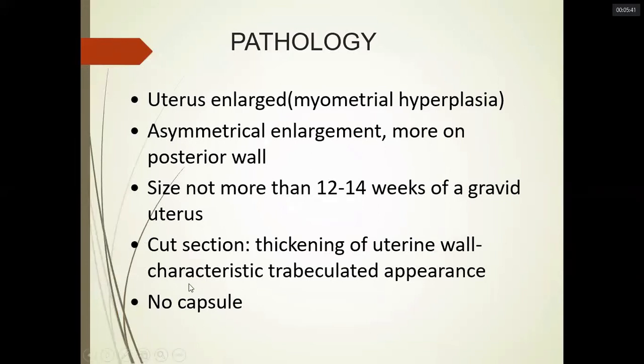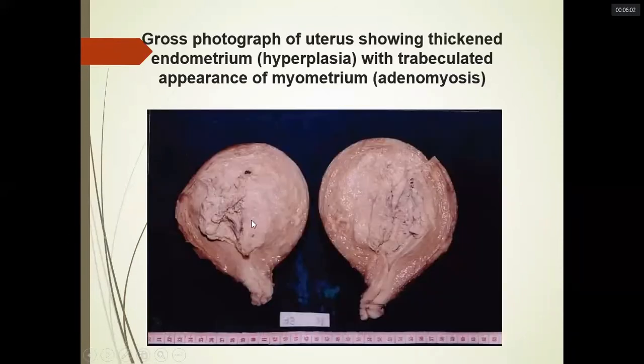So on cut section, there will be thickening of the myometrial wall seen, along with a trabeculated appearance. And another factor distinguishing between fibroid uterus and adenomyosis is, in fibroid uterus there is a capsule, whereas in adenomyosis there is no capsule. So this is the cut section of fibroid uterus and adenomyosis. Here you can see that there is diffuse enlargement of myometrium. In case of fibroid uterus, we can see there are multiple encapsulated masses, whereas in adenomyosis, you don't see individual masses, but there is diffuse enlargement of myometrium.